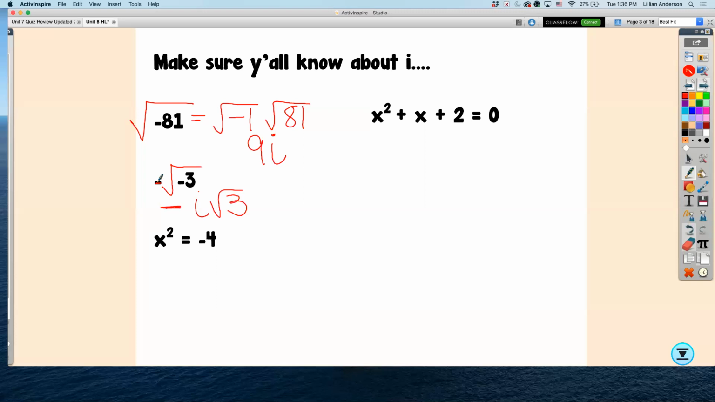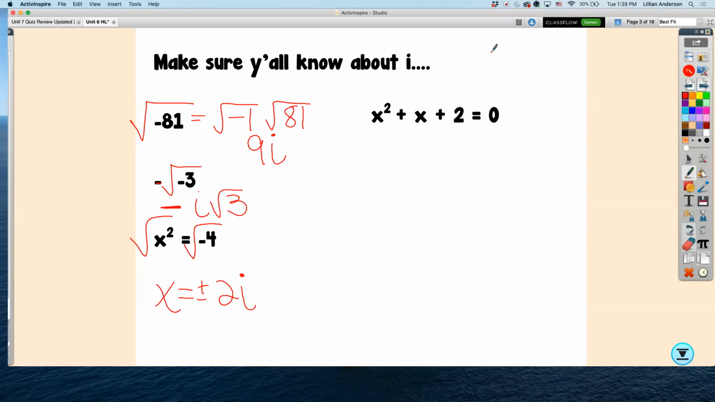Very good. How would I solve this and get x equals y? Thank you. Don't forget, anytime you take the square root of both sides, you get plus or minus 2i. And then can you solve this quadratic for me over here, please? Everyone solve this quadratic?